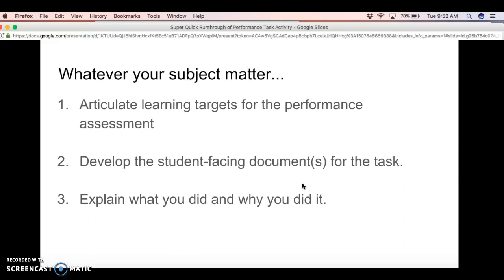So the assignment task is going to be the same regardless of your subject area. I gave subject-specific scenarios and subject-specific materials, but everyone has roughly the same task. And that is, I want to give you practice articulating learning targets for the performance assessment that you're developing, or the end of lesson assessment you're developing if you're in math. I want you to just practice developing the student-facing documents for the task and just to have an opportunity to explain your rationale, what you did and why you did it.